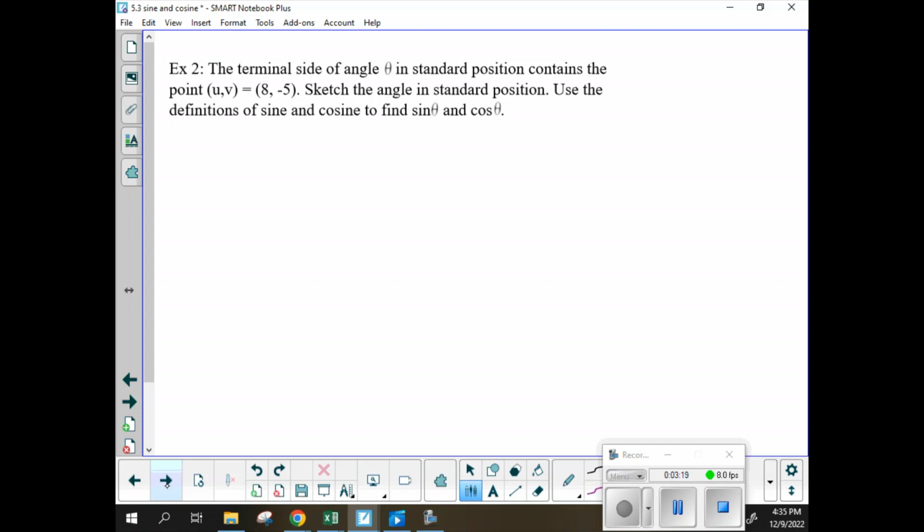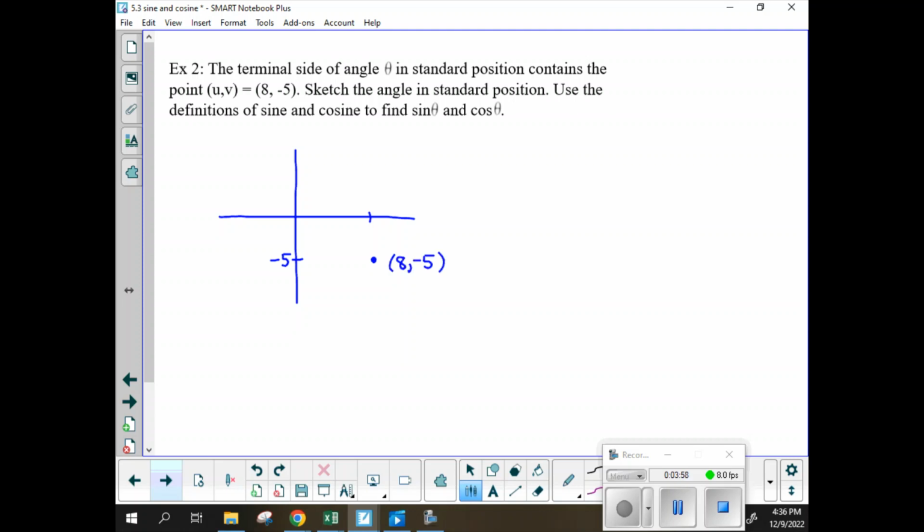This one says the terminal side of angle theta, in standard position, of course, contains the point 8, negative 5. We're going to sketch the angle and actually not only the reference angle but the reference triangle to try to determine sine and cosine of theta. So here's what we know. We have the point 8, negative 5. Let's plot that. So 8, this is 8 over here, and then I'm going down 5. That would put me right about here.